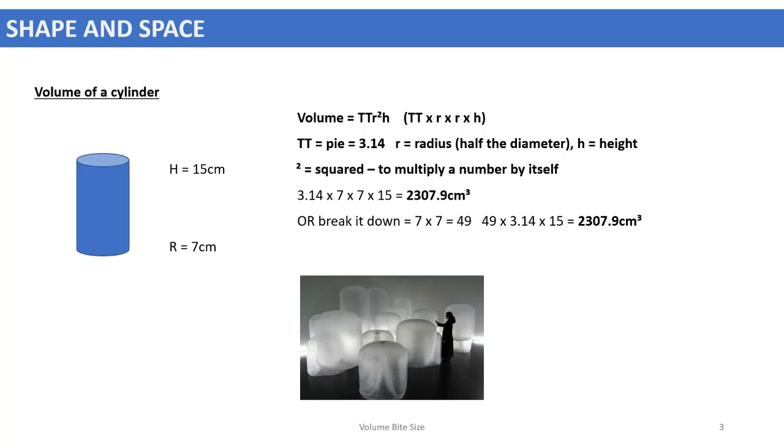2,307.9 centimetres cubed. We can break it down. 7 times 7 equals 49. 49 times 3.14 times 15 will still give you the same answer.